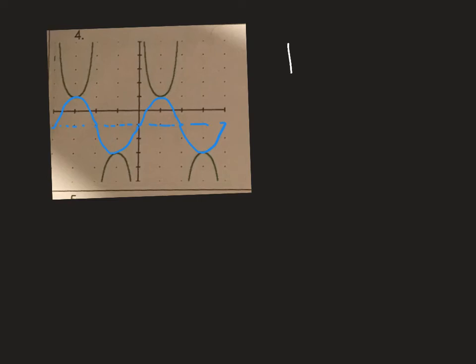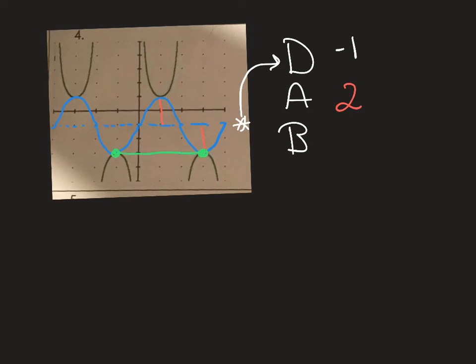So let's do our ABCD. The D right here is that middle line that I drew in, which is -1 again. My amplitude is how high or low I go from the middle. So again, it's going to be a 2. My B value is from similar to similar, so I'm going to go from there to there. So I need this distance to help me find my B value.